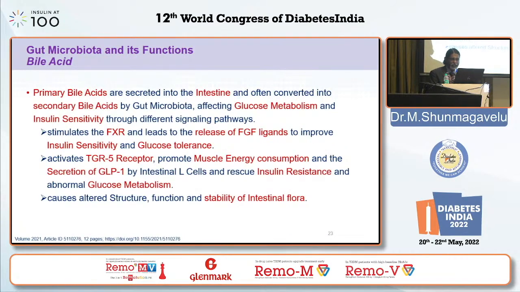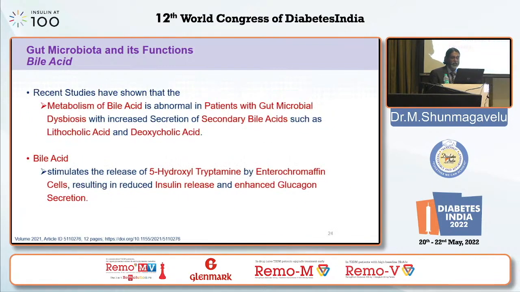Next is bile acids. They are secreted in the intestine and converted into primary and secondary bile acids. These secondary bile acids are normally metabolized by the gut microbiota. In that, they stimulate the FXR, that is farnesoid X receptor, which leads to improvement with reference to insulin sensitivity. They also activate the TGR5 receptor, promoting muscle energy consumption and causing altered structure, function, and stability of intestinal flora.